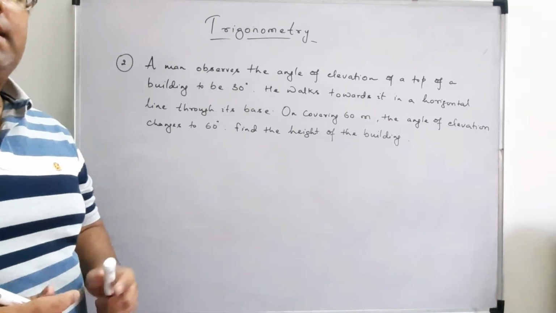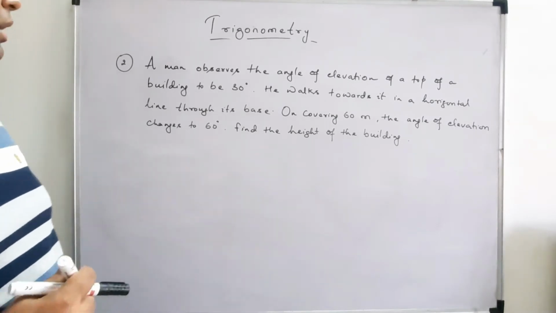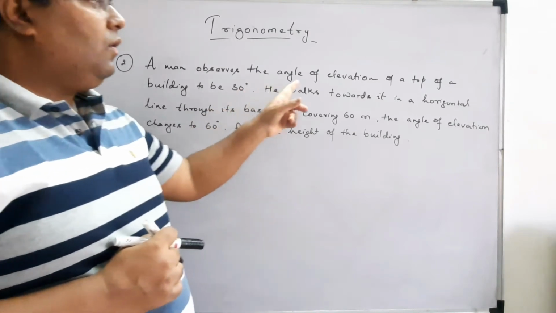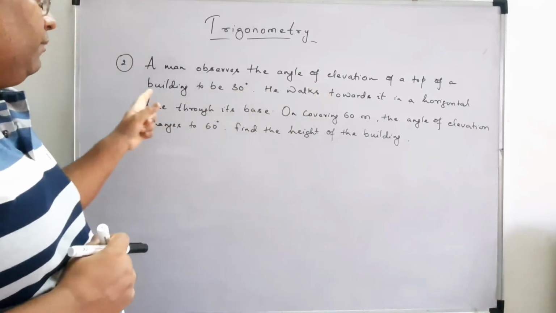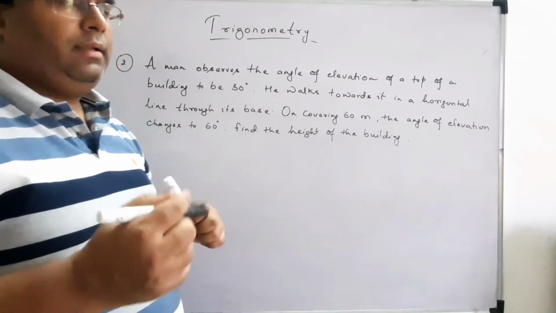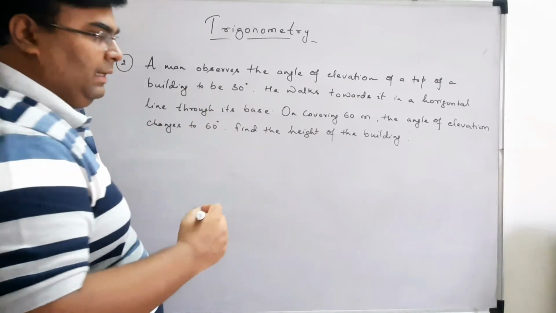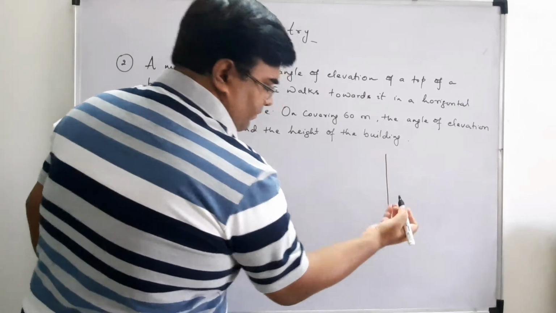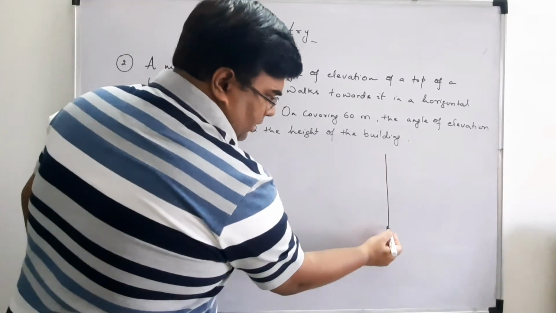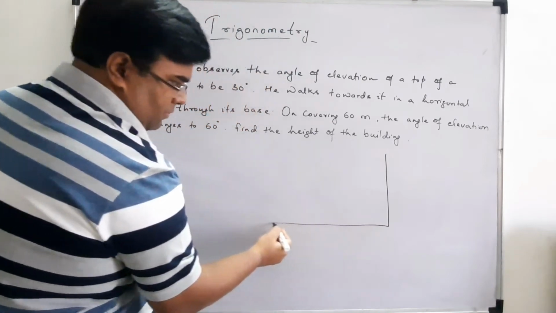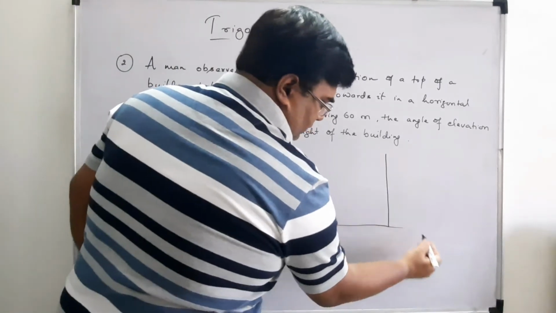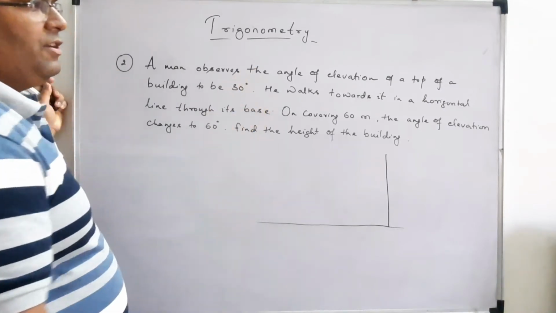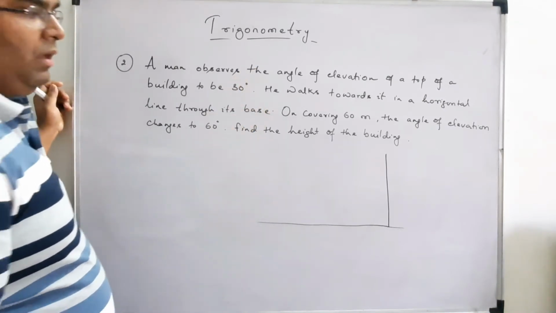Okay, let us take another example here. The question is that a man observes the angle of elevation of the top of a building to be 30 degree. So there is a building, let us draw. So there is a building, correct? And let us make a ground level also, correct? So a man observes the angle of elevation of the top of a building to be 30 degree.